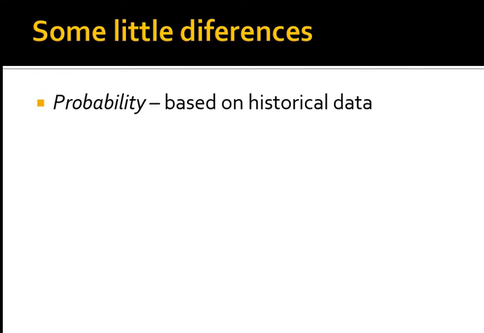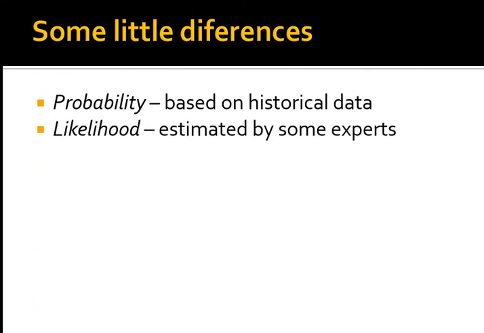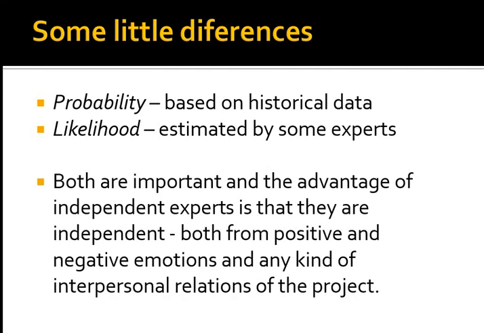We should be able to say the difference between probability, which is based on historical data, and likelihood, which is estimated by experts. And the experts, first of all, should be independent if we want the likelihood estimated by them to be reliable.